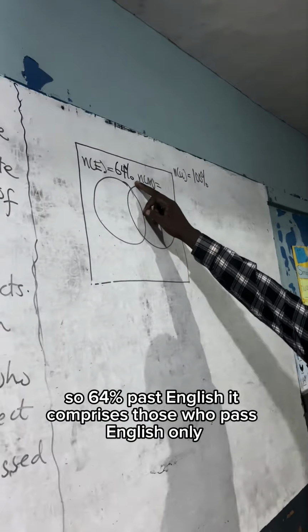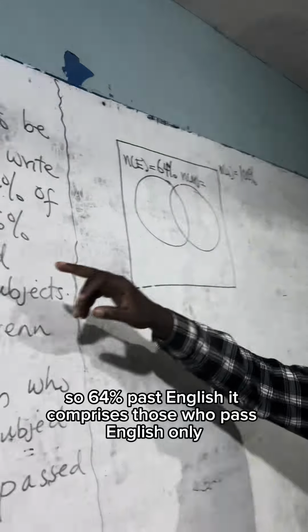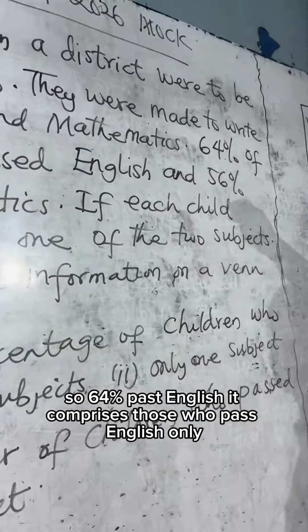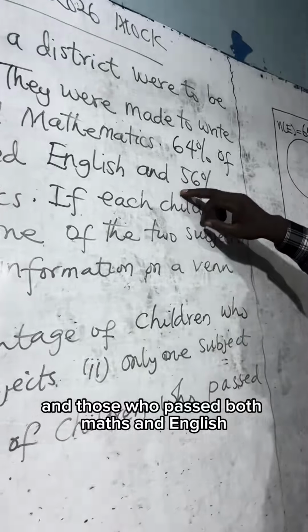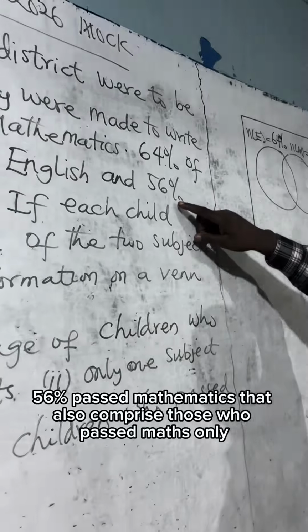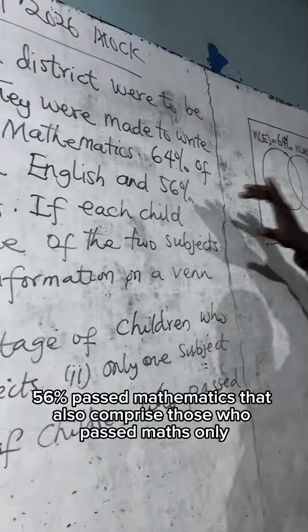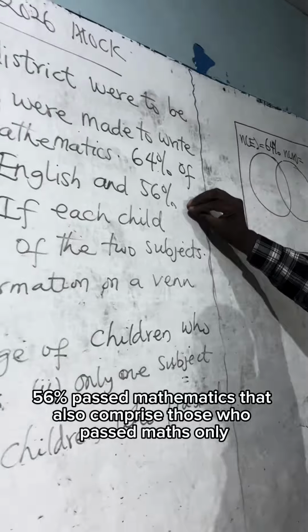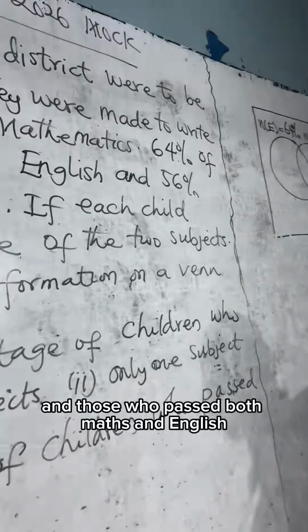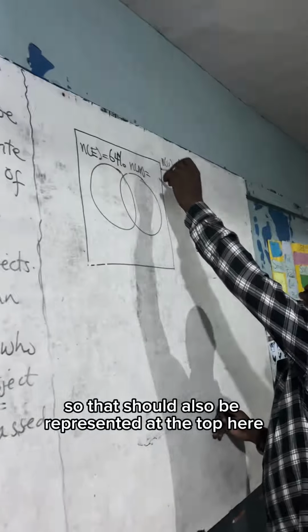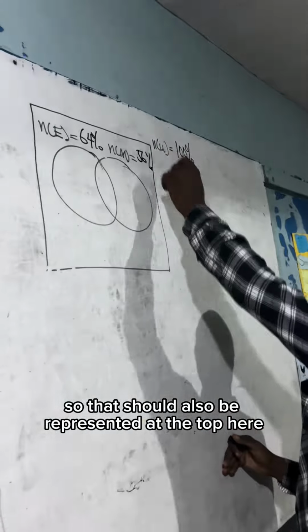So 64% passed English. It comprises those who passed English only and those who passed both maths and English. 56% passed mathematics. That also comprises those who passed maths only and those who passed both maths and English. So that should also be represented at the top here.